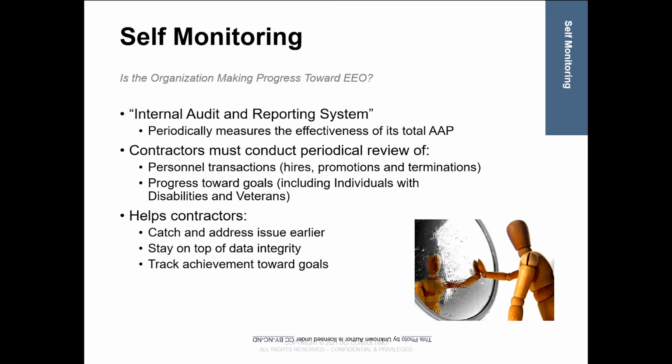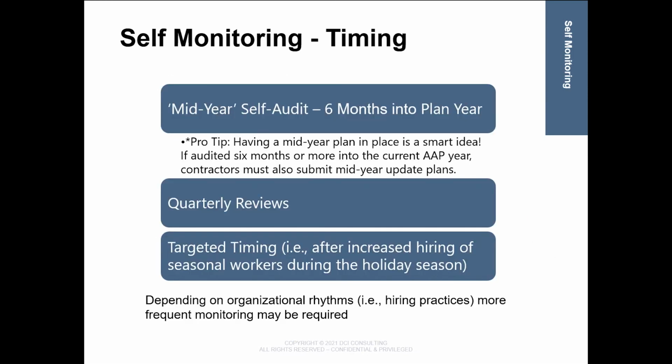Contractors must develop and implement an internal audit and reporting system that periodically measures the effectiveness of its total affirmative action plan, including the review of personnel transactions such as hires, promotions, and terminations, and progress towards goals, including individuals with disabilities and veterans, minorities, and females. As a contractor, self monitoring allows your organization to catch and address issues earlier, stay on top of data integrity, and track achievement towards goals. It is up to the contractor to decide how often self audits take place.